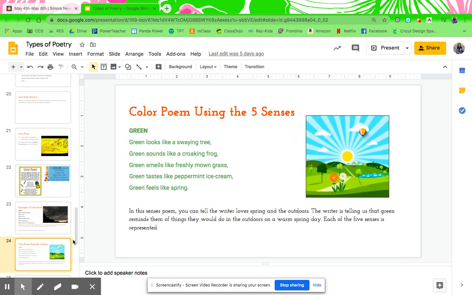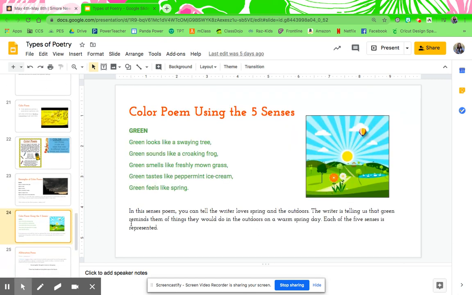Okay, and then if we go into our one more we're going to look at, we have a color poem using the 5 senses, and this one is the color green. So again, we're going to go through all 5 senses as we read this poem, and I want you to think again, what are feelings or emotions that you get from this poem?